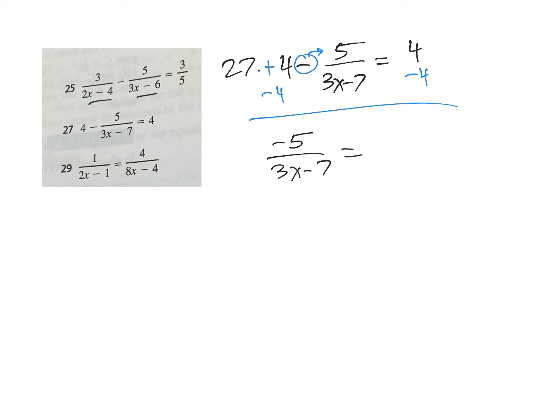And 4 minus 4 is going to be 0. And wow, look at that. It's looking to be pretty good here. So in this case, if you cross multiplied, boom, boom, there's no solution here.